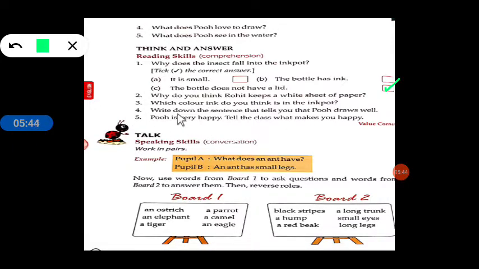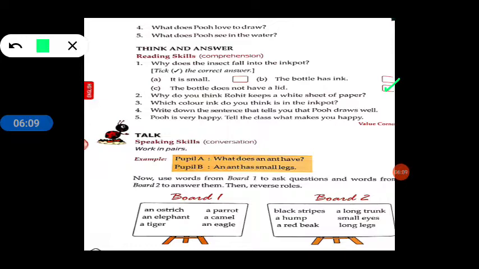The fourth one: write down the sentence that tells you that Pooh draws well. The sentence: she never uses an eraser when she draws. So this sentence tells us that Pooh draws well.